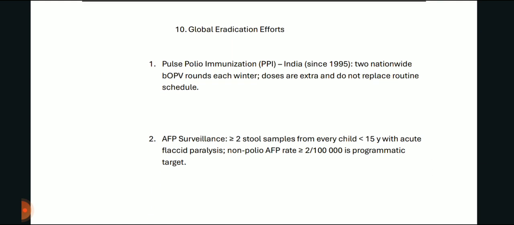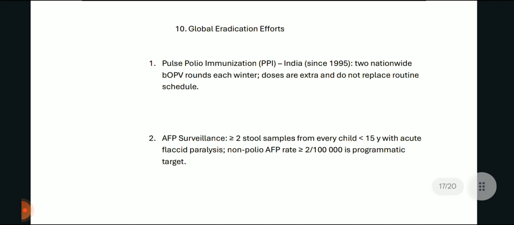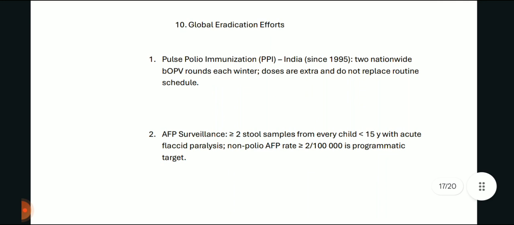Now, what are the global eradication efforts that are being made to eliminate or eradicate polio? Pulse polio immunization. India has adopted pulse polio immunization since 1995. Two nationwide BOPV rounds each winter are carried out, and these doses are extra and do not replace the routine schedule. So the national immunization schedule is followed as it is for both FIPV and OPV. Other than this, for children less than 5 years of age, oral polio vaccine is given as an extra dose.